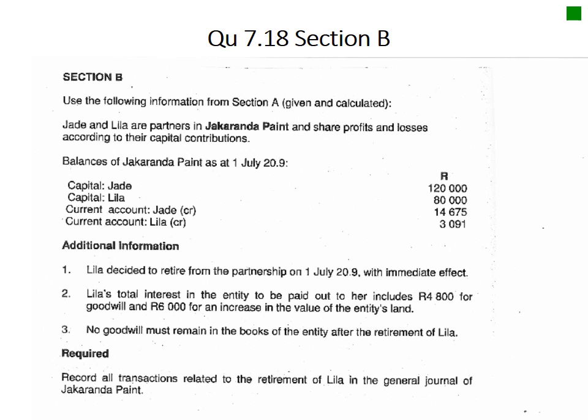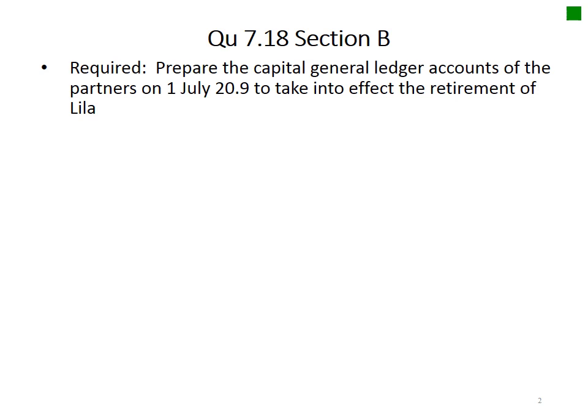Hello students, in this video I'm going to be doing question 718 section B, but I'm going to be changing the required. The original required was to record the transactions in the general journal, and what I'm going to be doing instead is to prepare the capital general ledger accounts of the partners. So I'm going to be doing the general ledger accounts.